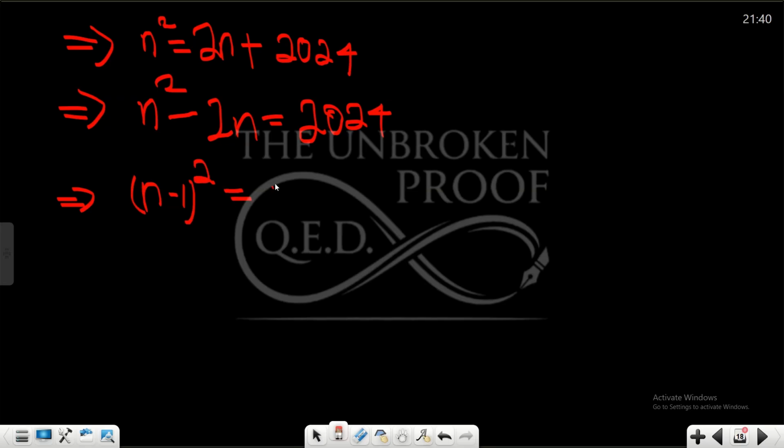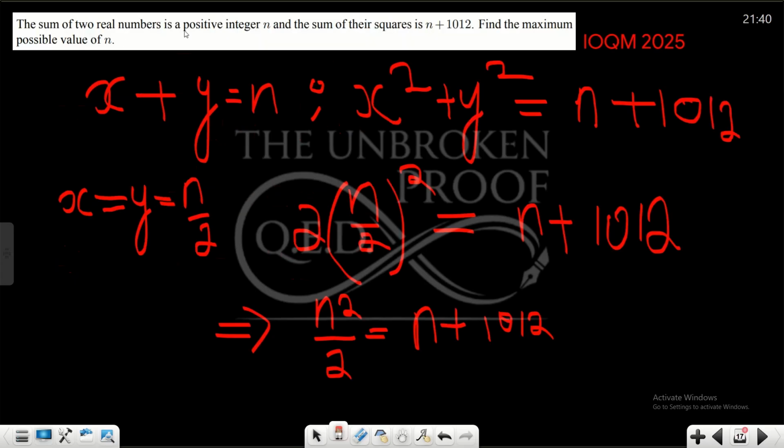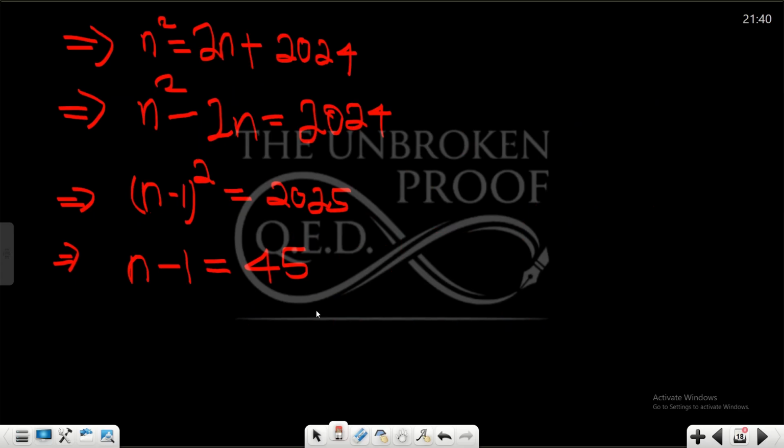If I try to complete the square, then you will get n minus 1 whole square is equal to 2025, and if we take square root on both sides, then we will get n minus 1 is equal to root of 2025, and if you are familiar with the root of 2025, it is 45. Here you are not going to take minus 45 because n has to be a positive integer, so minus should not be considered, hence n should be 46. So the final answer for this question is n is equal to 46.